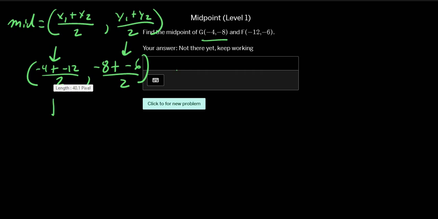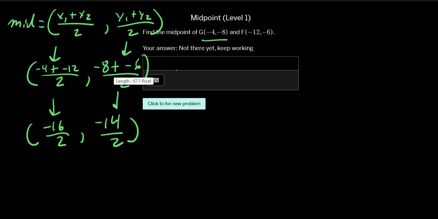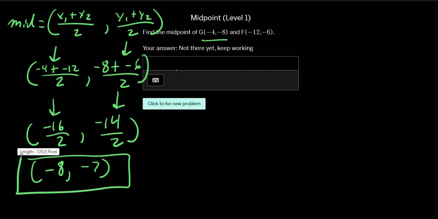Now we just keep on simplifying. -4 and -12 together is -16 over 2. -8 and -6 together is -14 over 2. And then we simplify. -16 over 2 is -8, and -14 over 2 is -7. And this is the midpoint of our coordinates.